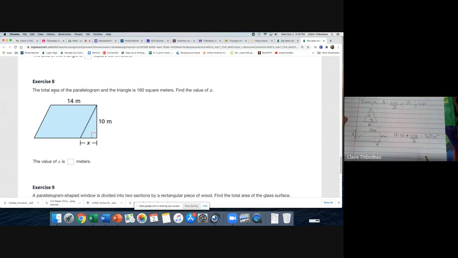So this is where it gets a little bit tricky. So if you think about it as, okay, well, I know that 14 times 10 is 140. You could take away that 140 from your total, right? Because we're trying to get down to just the x, just the triangle, right? We need to find the base of the triangle. So we could take away that 140 from the 160.